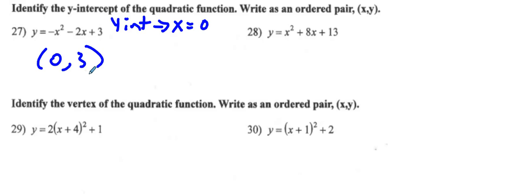Number 29, we just want to identify the vertex. And again, the information's already here because this equation's in vertex form. We just know that we reverse this, or we take the opposite for the x value, and we keep this for the y value. So that's negative 4, comma 1. Two really quick answers.